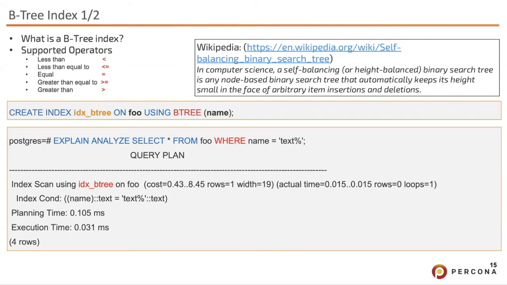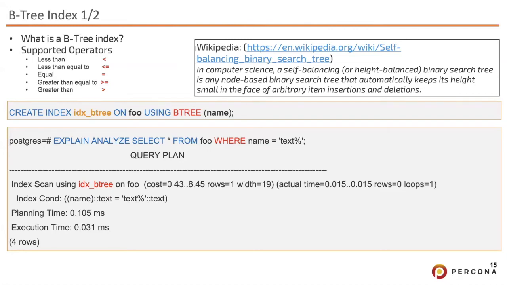Whenever we talk about indexes, we have to learn which kinds of operators they support. B-tree supports the less than, less than or equal to, equal to, greater than or equal to, and greater than operators. So almost all the operators, not all, almost. The syntax is create index idx_btree on foo. That's enough for B-tree because the default is B-tree.